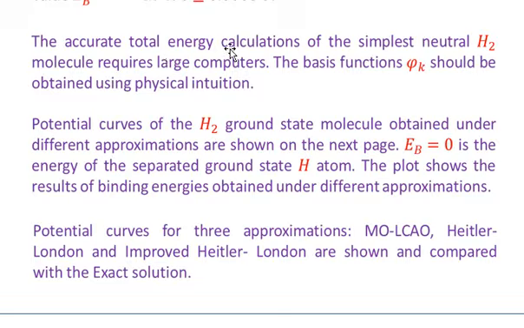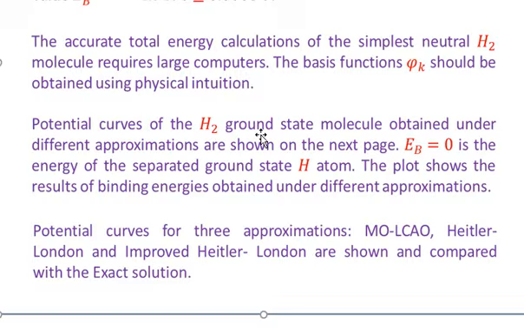The accurate total energy calculation of the simplest neutral hydrogen molecule requires large computers because we have to consider large wave functions. The basis wave functions phi k should be obtained using physical intuition. We have talked about the wave functions phi I and phi k, and these are the basis wave functions, and in order to choose them we use physical intuition.